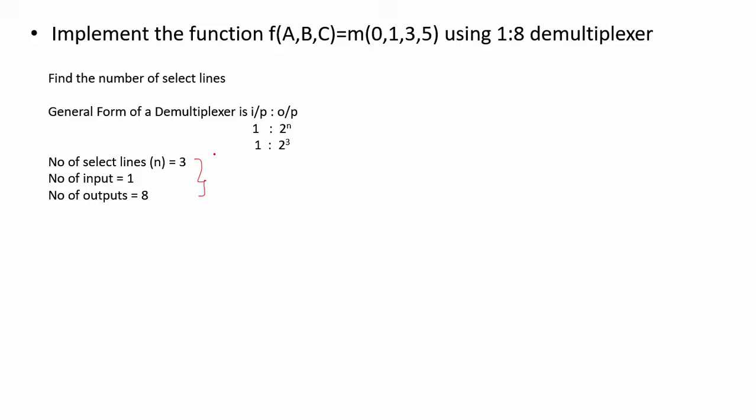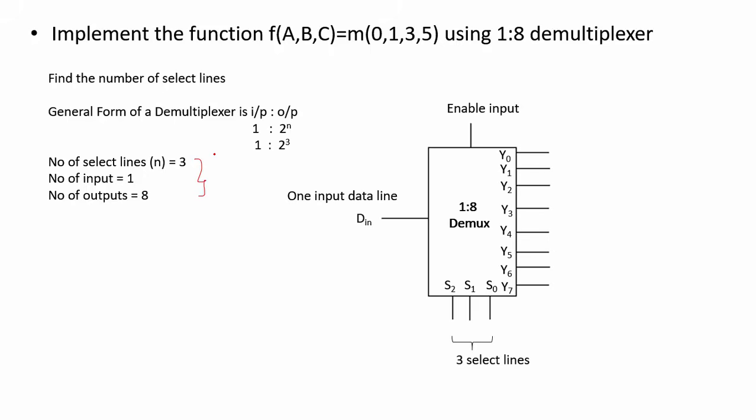By using this information, let us draw the block diagram of the 1 to 8 demultiplexer. So this is the block diagram of the 1 to 8 demultiplexer. You can see that you have one data input line, 8 output lines, 3 select lines and one active high enable input. Here we had 3 input variables A, B, C and 3 select lines. So the number of select lines of the demultiplexer is equal to the number of input variables in the problem. So this is case 1.